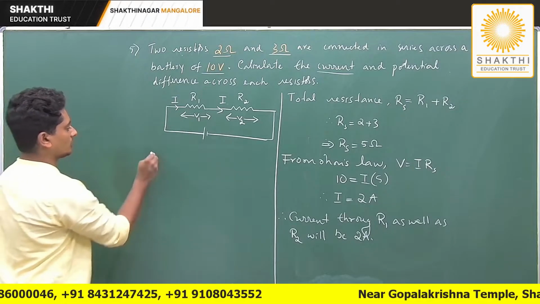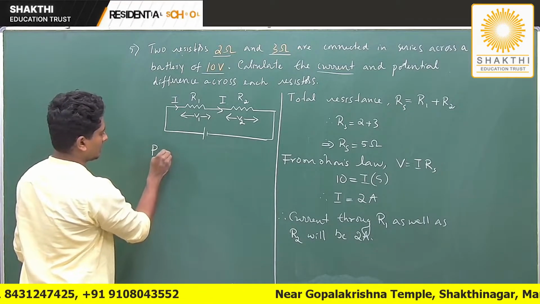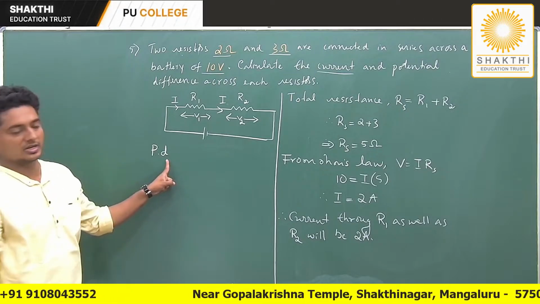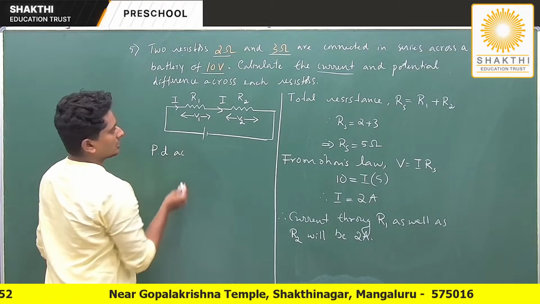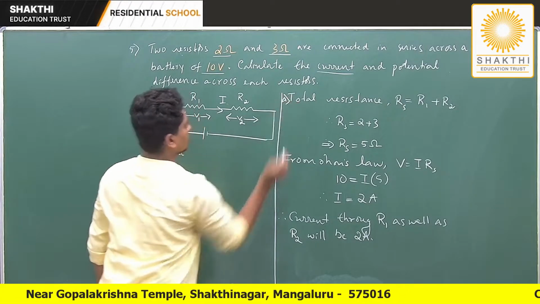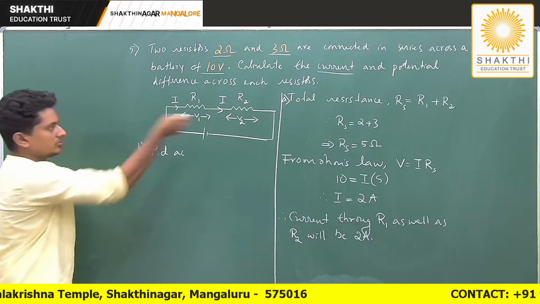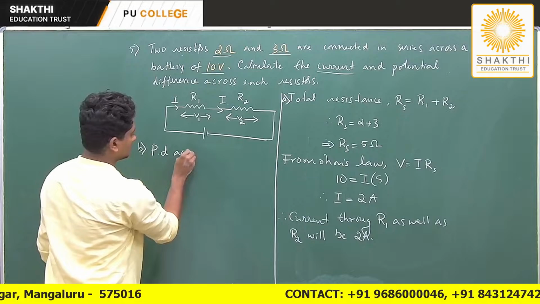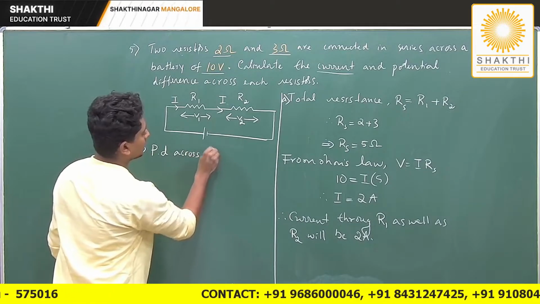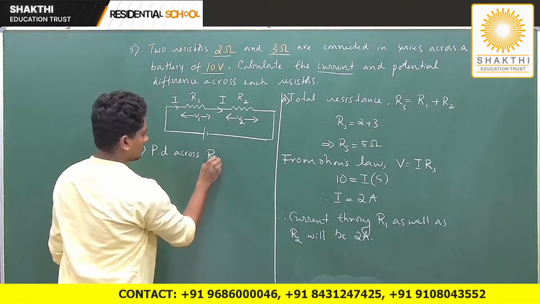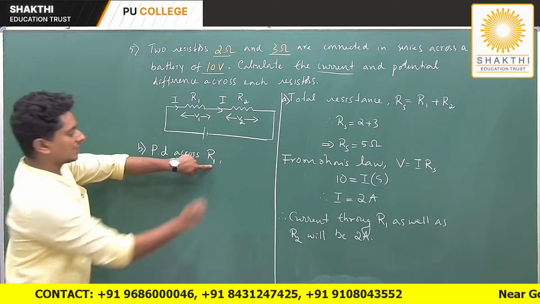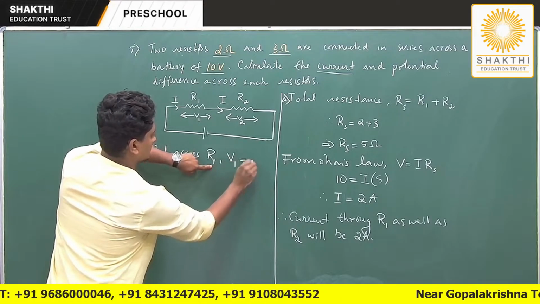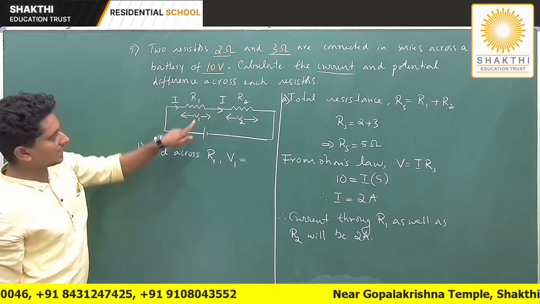So how can I calculate? The potential difference, I'll write P.D. P.D. means potential difference across. If you want, you can also take A and B. It doesn't matter. Okay, A and B you can write so that you know what we have done. Potential difference across R1, I take it as V1.